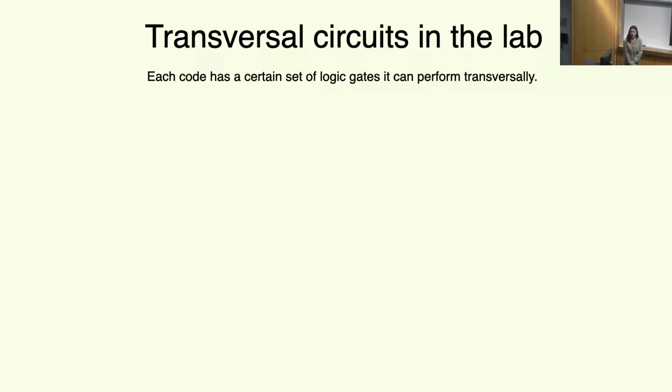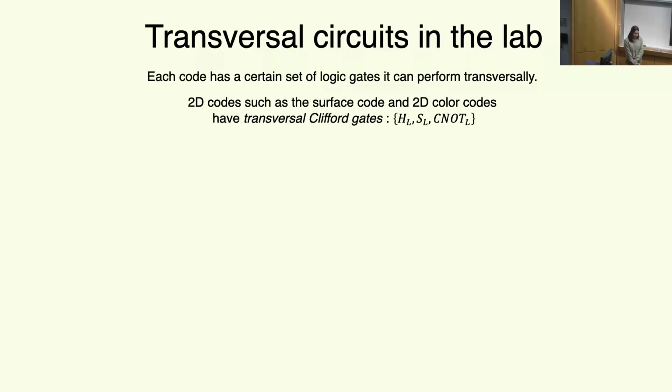So let's look at how we do transversal circuits with transversal gates in the lab. To start out, we need to pick an error correcting code. Each code has a certain set of logic gates that it can perform transversally. Turns out it can't perform all of them transversally, but we can still use these transversal gates to do interesting computations.